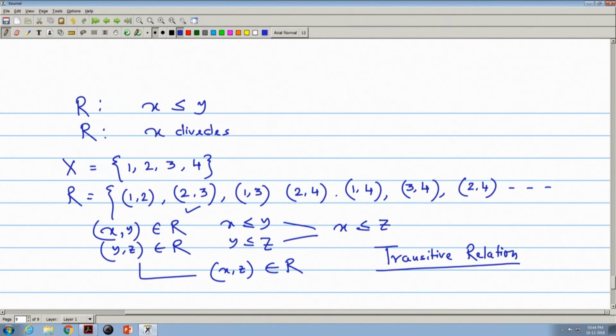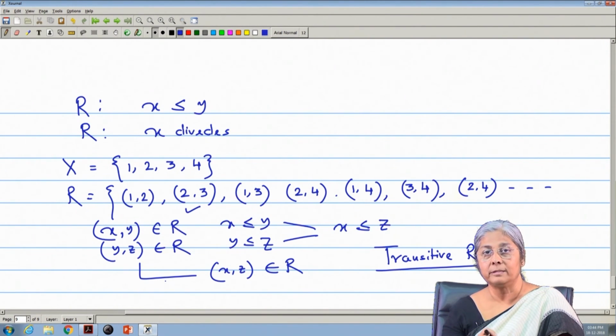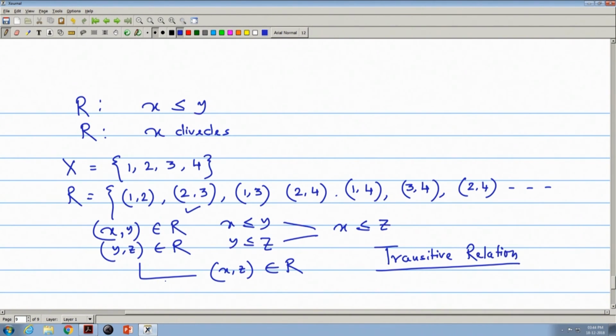And similarly, for x divides y, we know that if x y is in the relation and y divides z, then x must divide z. So, this is also a transitive relation.